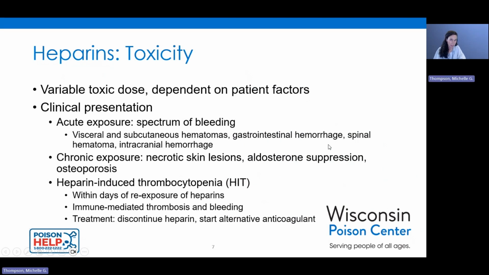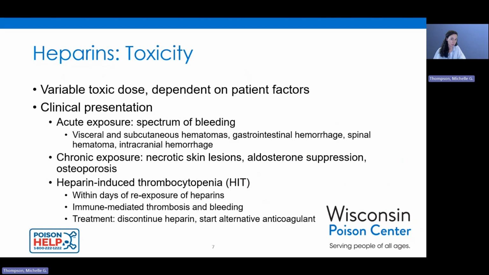The toxicity related to heparin is quite variable and is both dose dependent and dependent on individual patient factors. Related to its clinical presentation, we should break this down into an acute exposure and chronic exposure. Related to acute exposure, we see a spectrum of bleeding syndromes. This can result in visceral and subcutaneous hematomas, gastrointestinal hemorrhage, spinal hematomas, and intracranial hemorrhage. In the setting of chronic exposure, we can see necrotic skin lesions, aldosterone suppression, and osteoporosis.